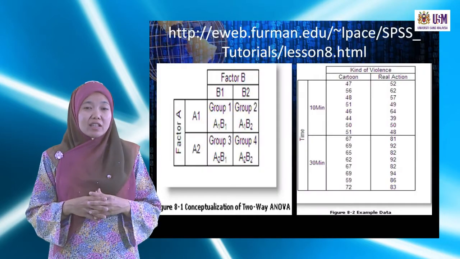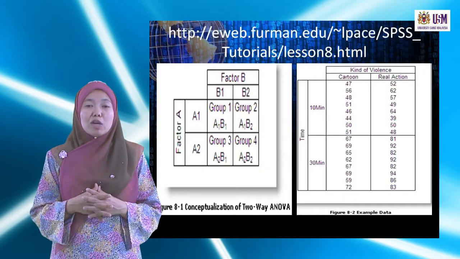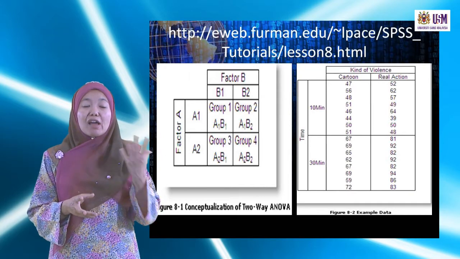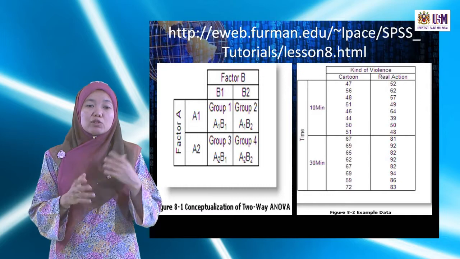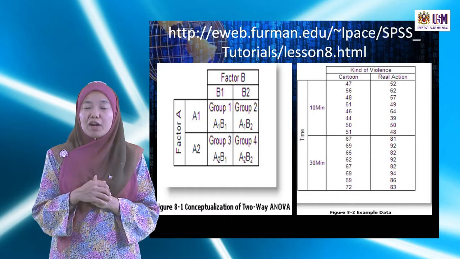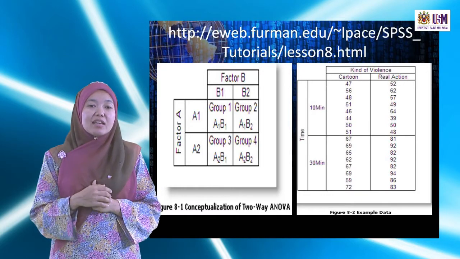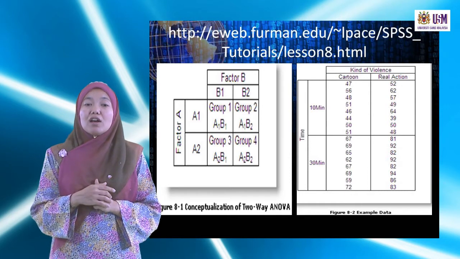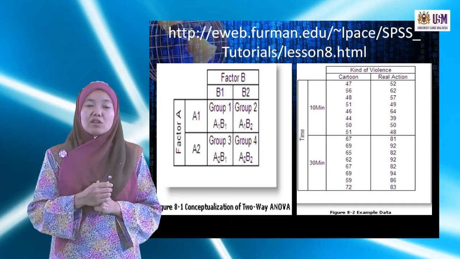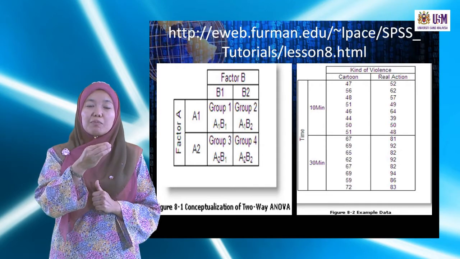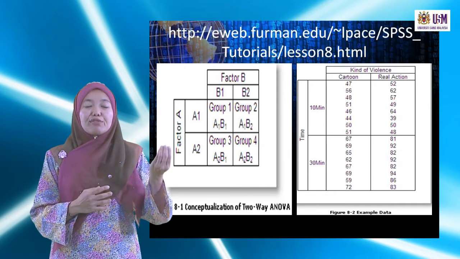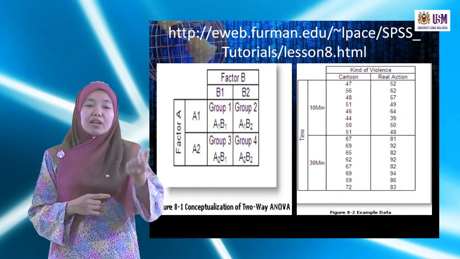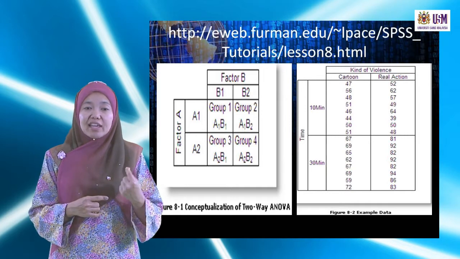Okay, this is another example of the difference between one-way and two-way ANOVA that I pulled from the internet. On the left-hand side of the screen, you see a conceptualization of the two-way ANOVA. So you have factor B, which I just explained, can be in terms of four methods of dieting. In this case, factor B is made out of B1 and B2. And then you have factor A. In the earlier slide, we discussed the different age groups. So now factor A is made out of A1 and A2.